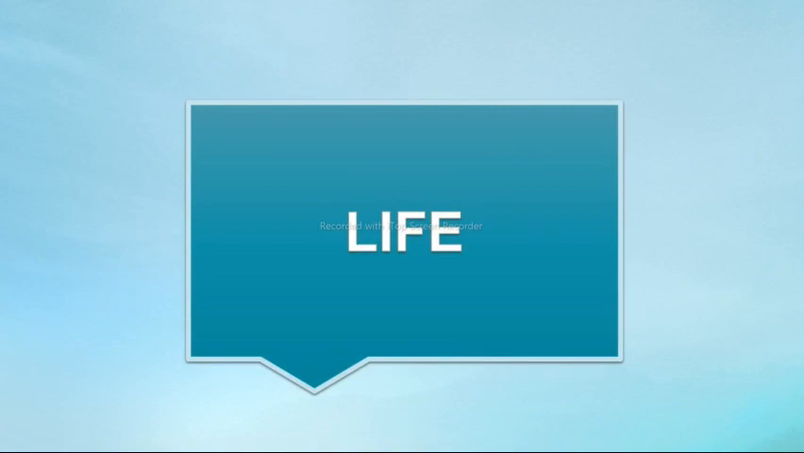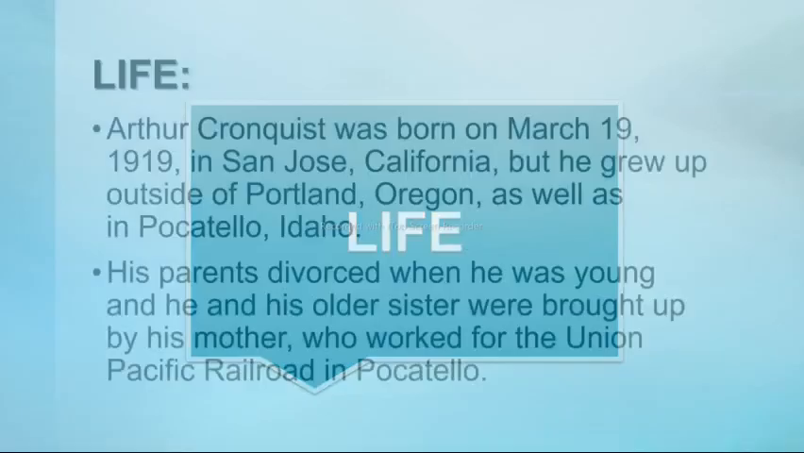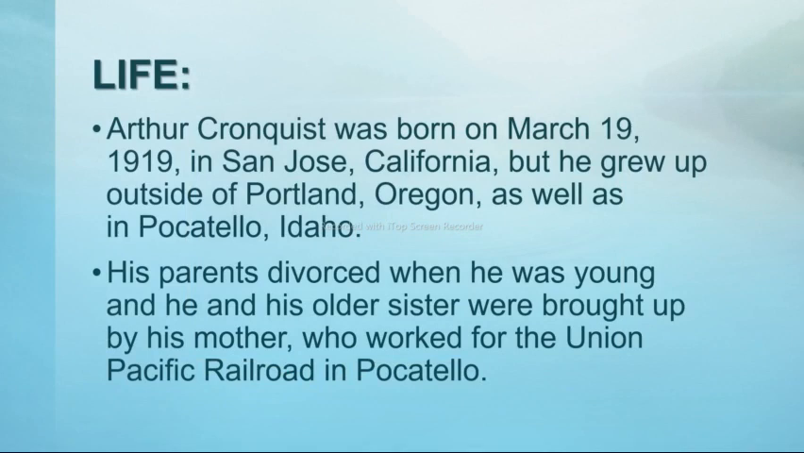So next I'm going to discuss his life. Arthur Cronquist was born on March 19, 1919, in San Jose, California, but he grew up outside of Portland, Oregon, as well as in Pocatello, Idaho. His parents divorced when he was young, and he and his older sister were brought up by his mother, who worked for the Union Pacific Railroad in Pocatello.